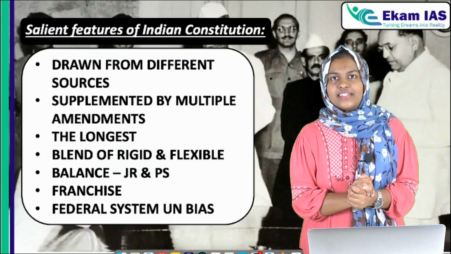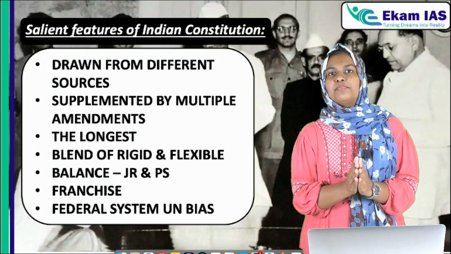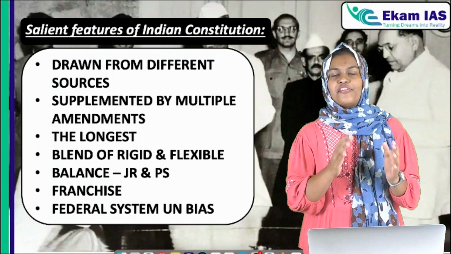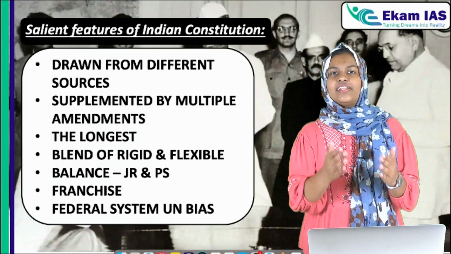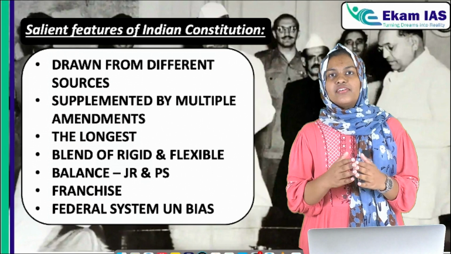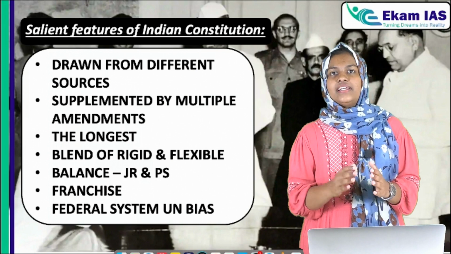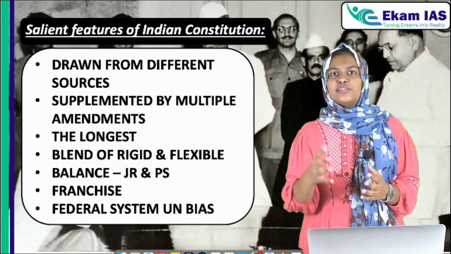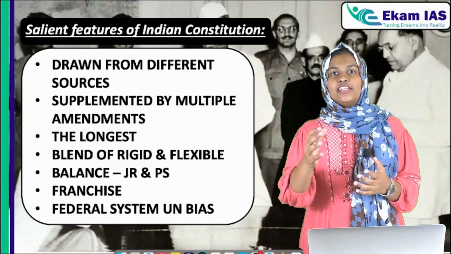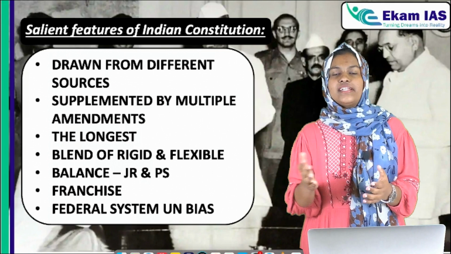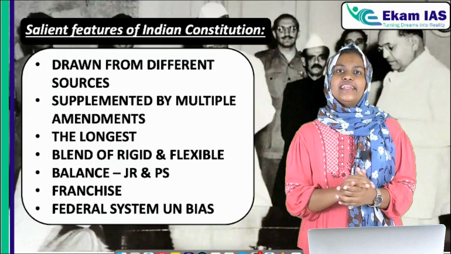Another important feature is that the Indian constitution provides for a federal government with a unitary bias. A federal system means that there will be two governments, one at the central level and one at the state level, and the powers will be shared between the central government and the state government. But in our constitution, there are certain features that show some unitary bias, for example, emergency provisions, the office of governor, the All India services, etc. So these are some of the salient features of the Indian constitution.